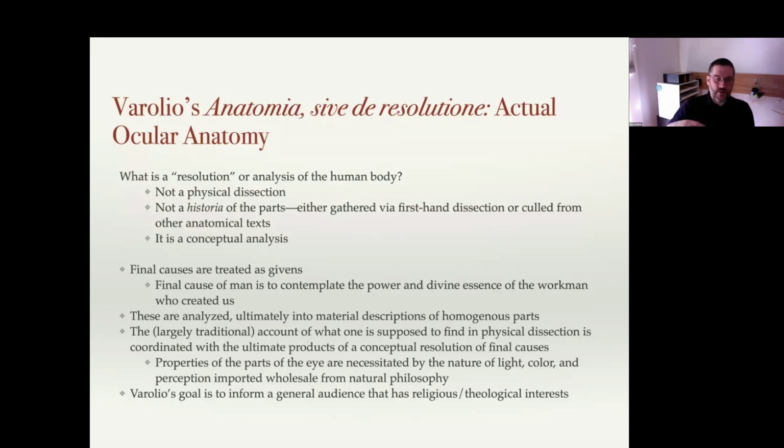And these final causes are analyzed into material descriptions of homogeneous parts. These are just coordinated with the account of what one is supposed to find. So the properties of the parts of the eye, when he discusses the eye, are necessitated, we find, by the nature of light, color, and perception imported wholesale from natural philosophy. He's not doing natural philosophy. He's just taking what is supposed to be the case from the natural philosophers. So his goal here, unlike in the previous work, is to inform a general audience that has religious and particularly theological interests.